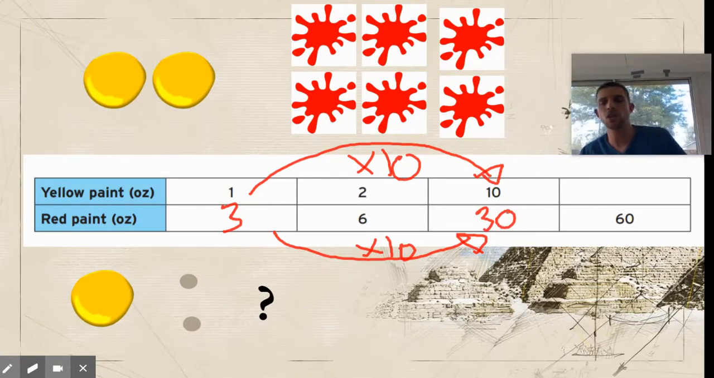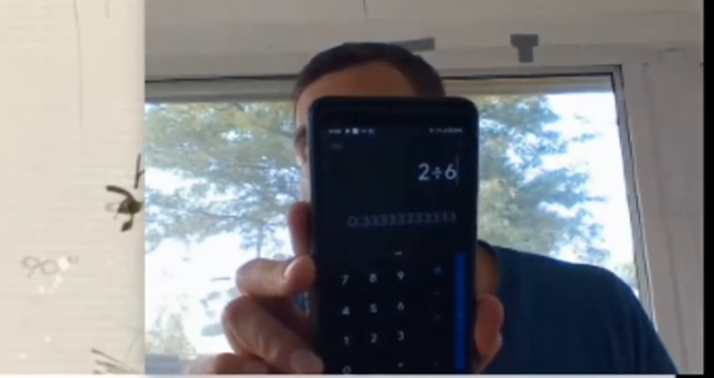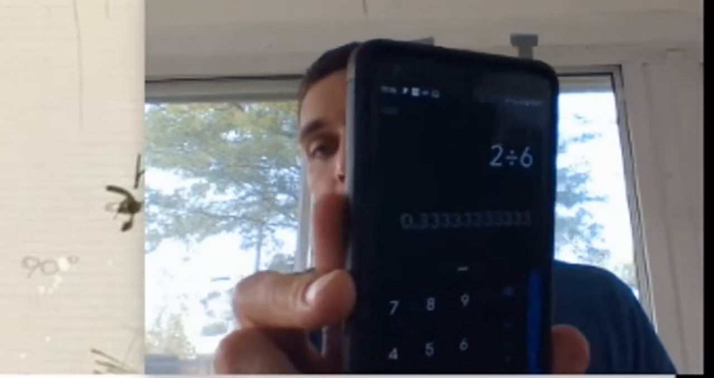Now let me show you a trick. Here's the trick. To know if you're right or not, you just need to take one of the paints and divide it by the other one. For example, I can take yellow paint and divide by the red paint. We're going to start with the original. I'm going to take 2 divided by 6, and you'll notice that I get this long decimal, 0.33333.